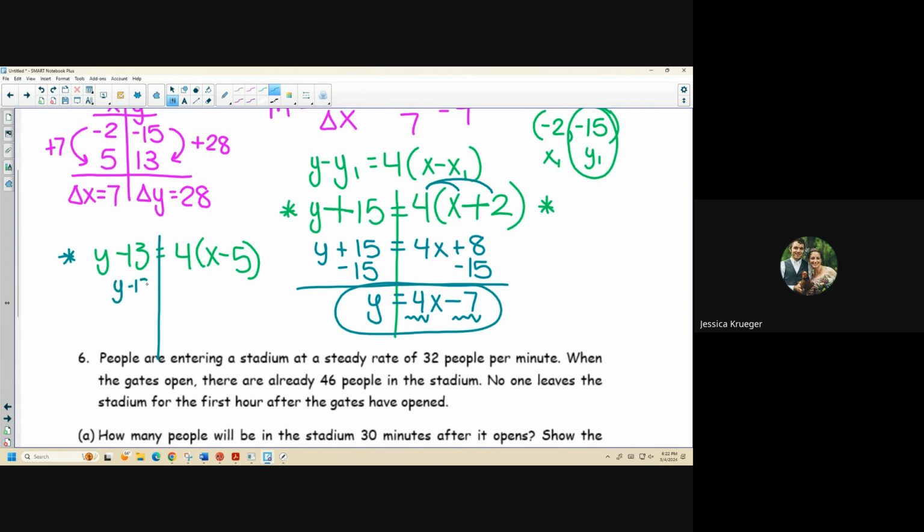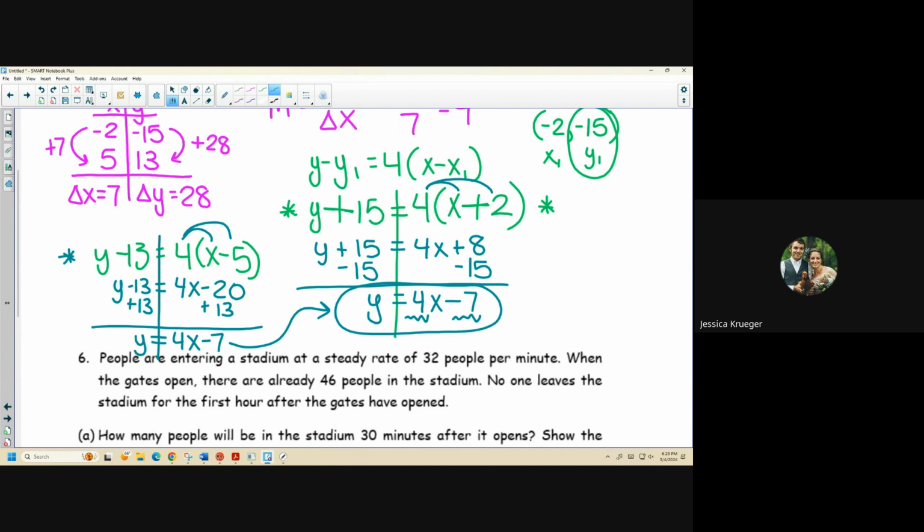So y minus 13 equals, I'll distribute the 4x minus 20. So now I'm going to add 13 to both sides. And I end up with y equals 4x minus 7. Guess what? Regardless of which point you use, you get the same thing.